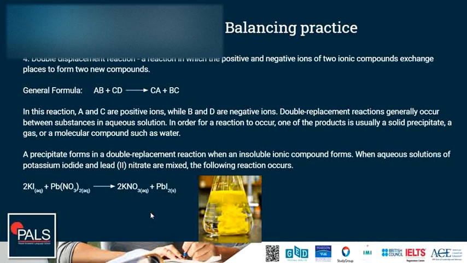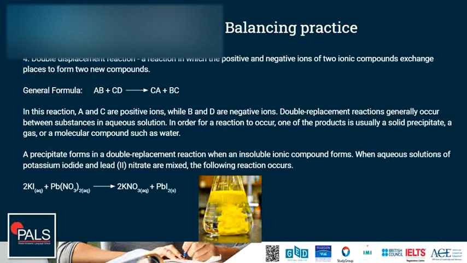The last type of chemical reaction is the double displacement reaction, a reaction in which the positive and negative ions of 2 ionic compounds exchange places to form 2 new compounds. AB plus CD give CB plus AD. In this reaction, A and C are positive ions, while B and D are negative ions. Double replacement reactions generally occur between substances in aqueous solutions. In order for a reaction to occur, one of the products is usually a solid precipitate, a gas or a molecular compound such as water.